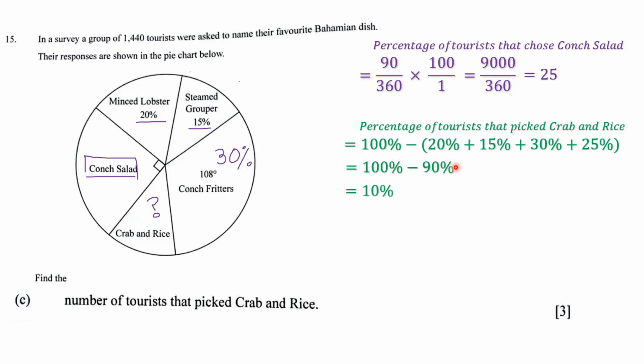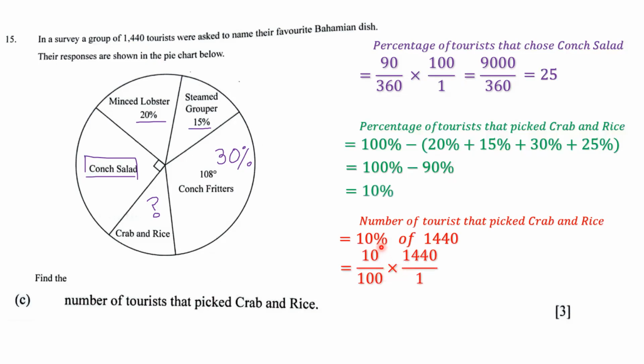Now we know the percentage of tourists for crab and rice, but we don't want a percentage, we want the number of tourists. So 10% of the total number. What is the total number? 1,440. It's 10% multiplied by 1,440, so 10 over 100 multiplied by 1,440 over 1. 10 times 1,440 gives us 14,400, divided by 100, which gives us 144. So the number of tourists that picked crab and rice is 144.